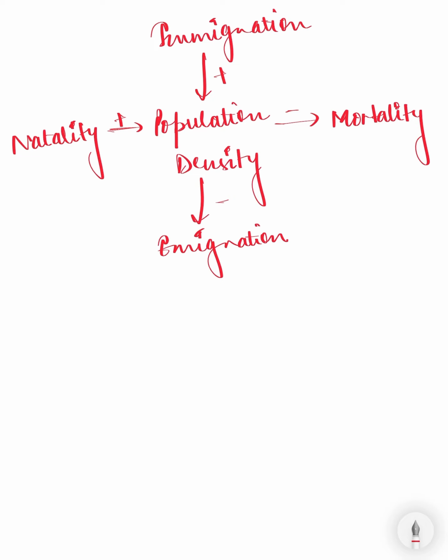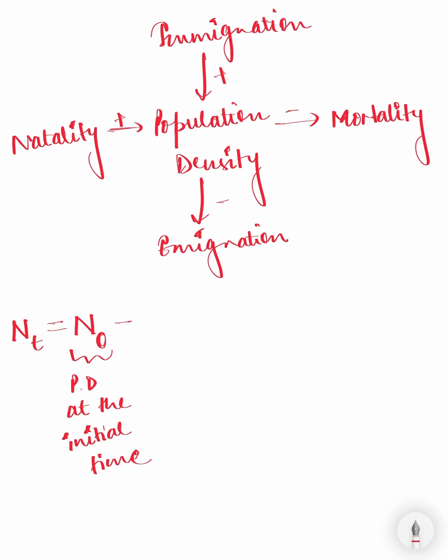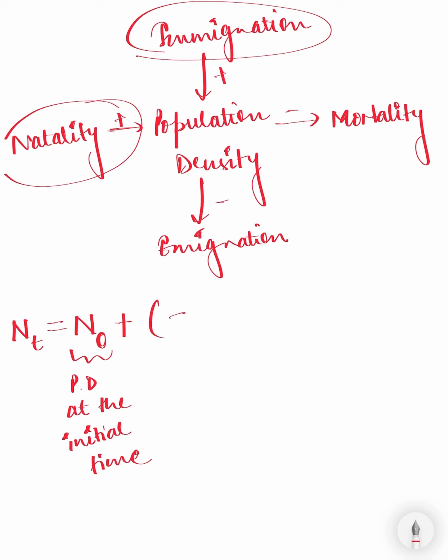Basis on the flow chart that we have just drawn, we can calculate the population density at a given time. So let's suppose this is the population density at time t. How can we calculate it? First we should know the population density at the initial period of time. Now this will be added to the positive parameters, which is immigration and natality rate. These both have positive impact on the population density. So here we will add these two.